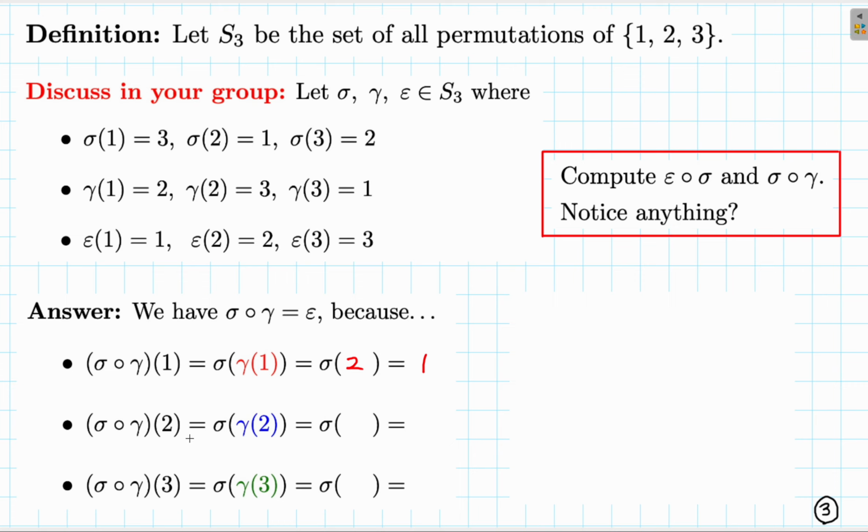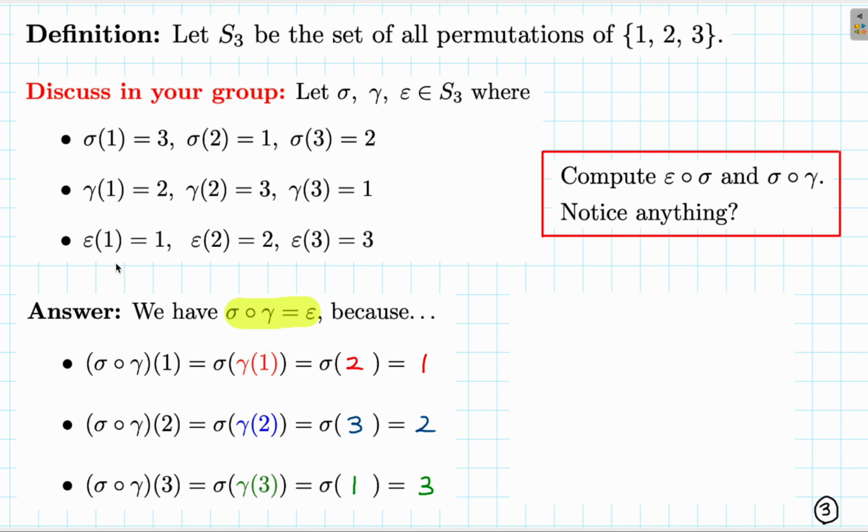How about the input 2? Sigma of gamma of 2. Gamma of 2 is 3, and then sigma of 3 is back to 2. All right, so the composition sends 2 to itself. And then input 3, so sigma of gamma of 3. Gamma sends 3 to 1, but then sigma sends 1 back to 3. And so we have this relationship that sigma composed with gamma is epsilon.